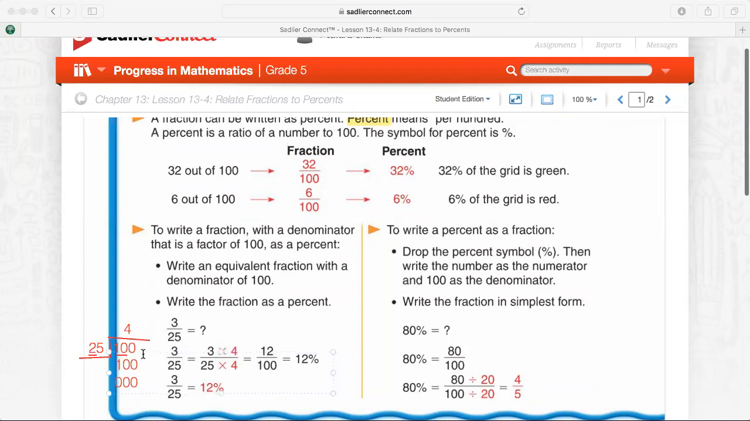Okay, girls? So how I will get the number that I will multiply the numerator and the denominator by to get 100: I'm going to divide 100 by the denominator. And I revised now how we're going to divide 100 by the denominator.